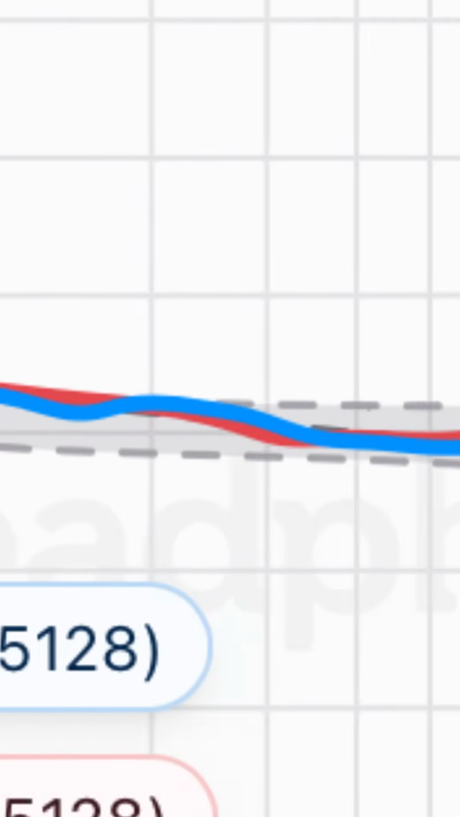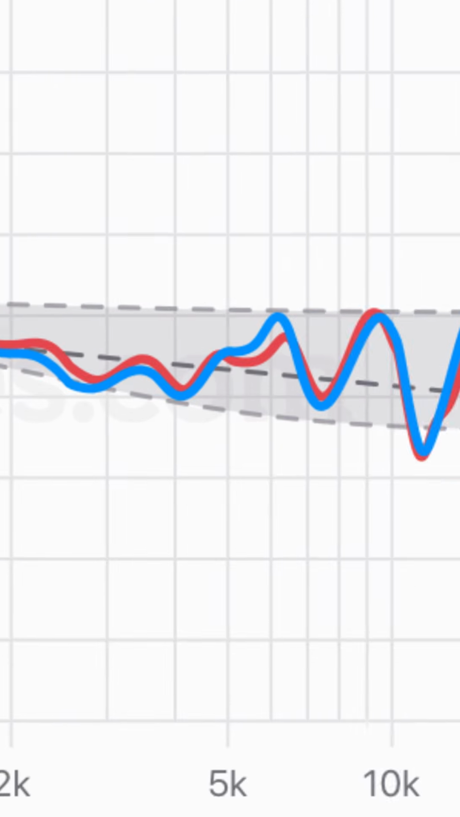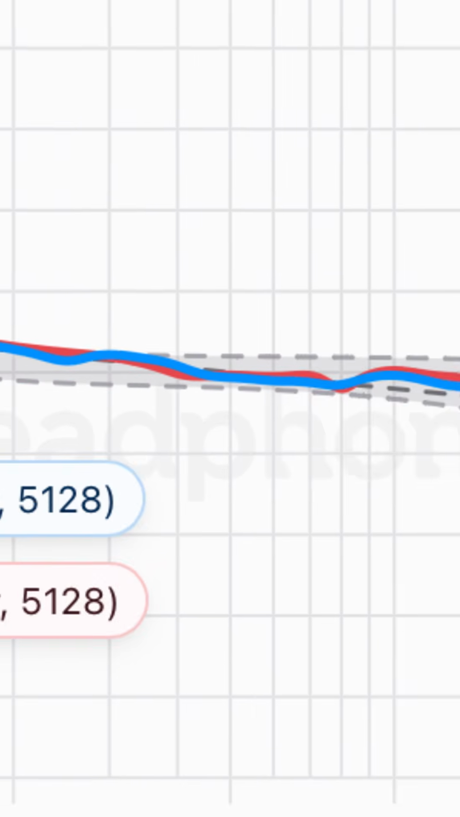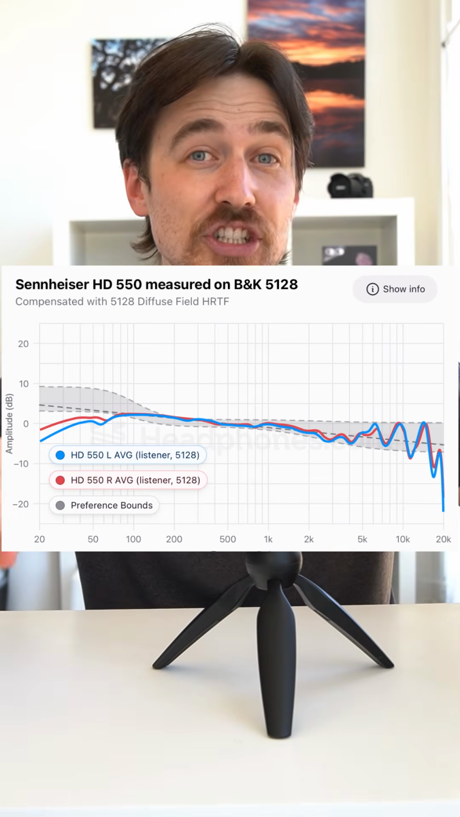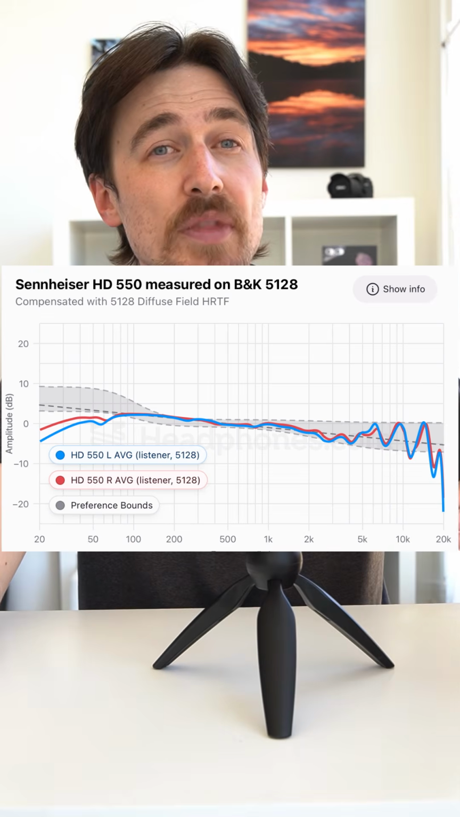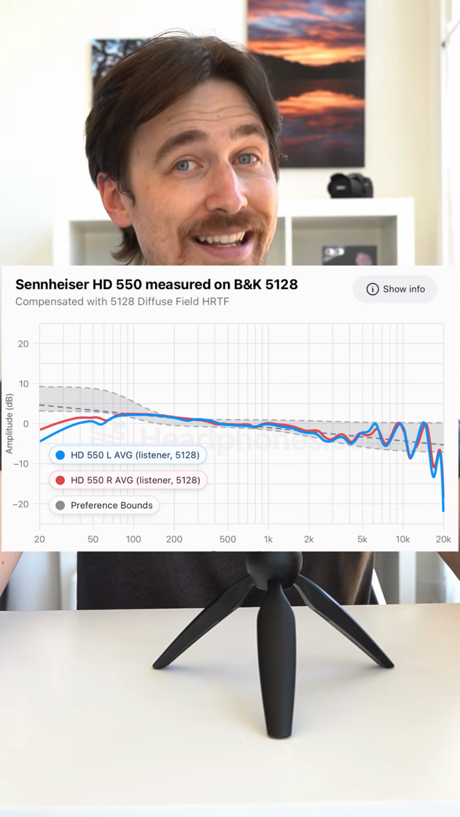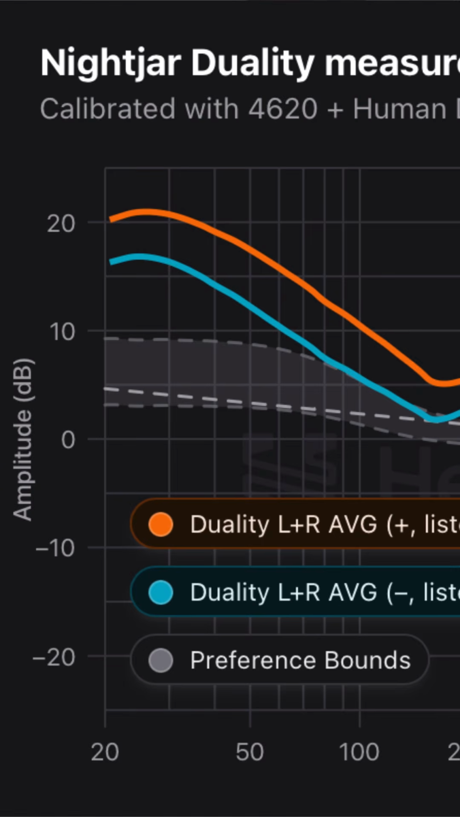This line running down the middle, that's our target. The shaded area around is the population average for sound preference. So if our colorful line falls within that shaded area, we can safely assume that the majority of people will find that sound to be pleasing. The higher the colorful line is on that graph, the louder our perception of that frequency will be.